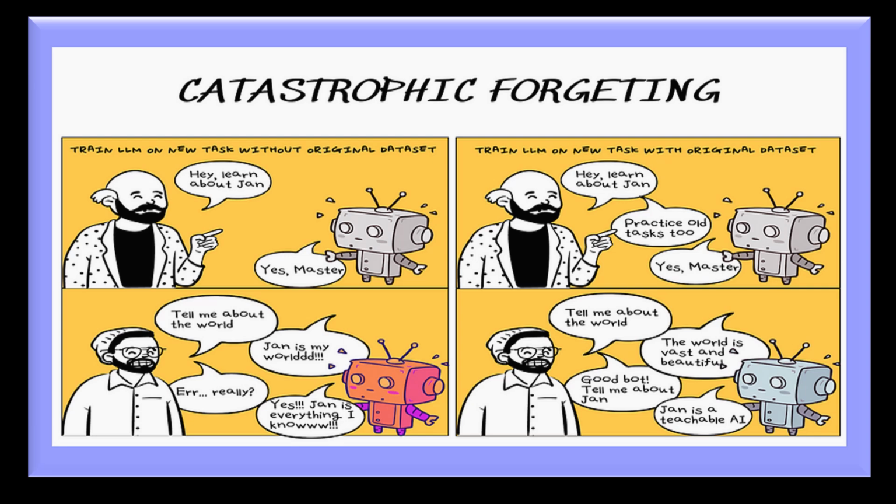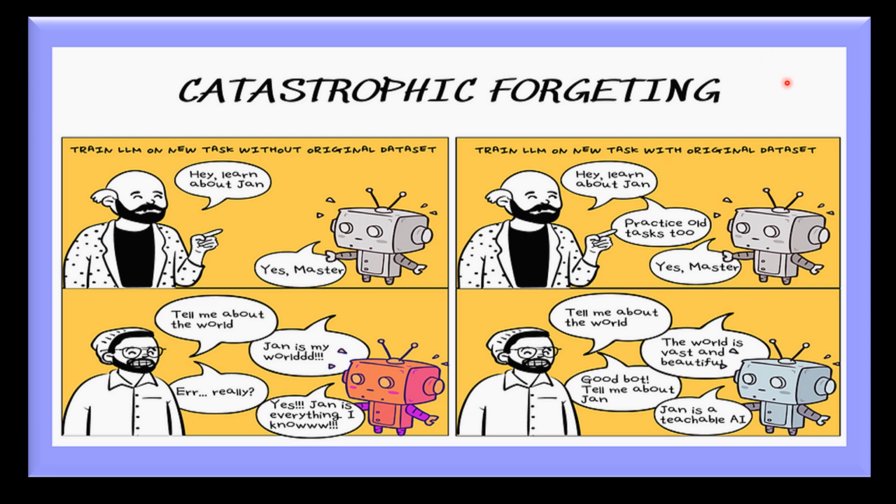Then comes episodic memory. Episodic memory involves storing information about the previous task in a separate memory structure within the model. And this allows the model to access this information when needed, even as it learns new tasks. Episodic memory can be implemented using techniques like neural networks with long short-term memory or gated recurrent units.